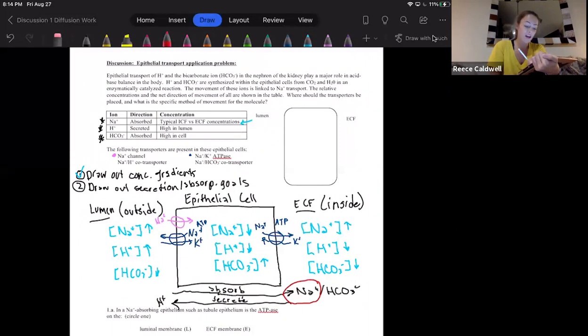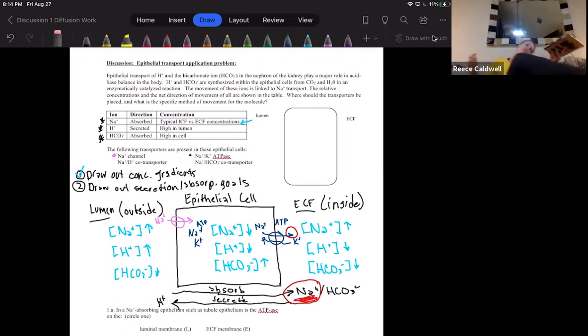The incorrect side is going to be this one, because sodium needs to be moving in the absorption direction. It needs to be absorbed by the body. We're not trying to secrete sodium, we're trying to absorb it. So it's going to be on the extracellular fluid side. Now I'm going to erase this just so it looks a little more clean.